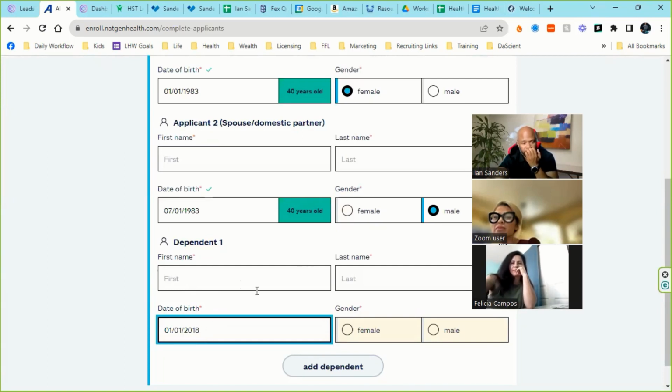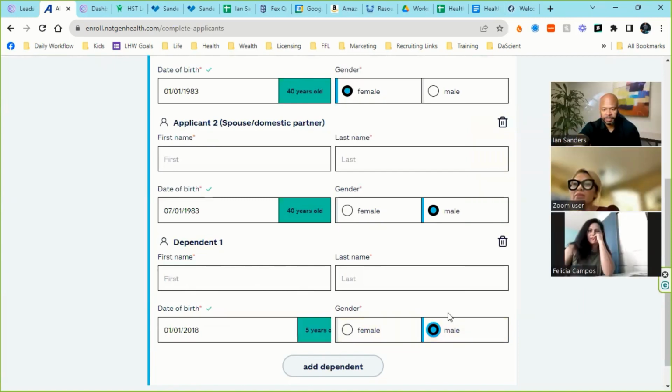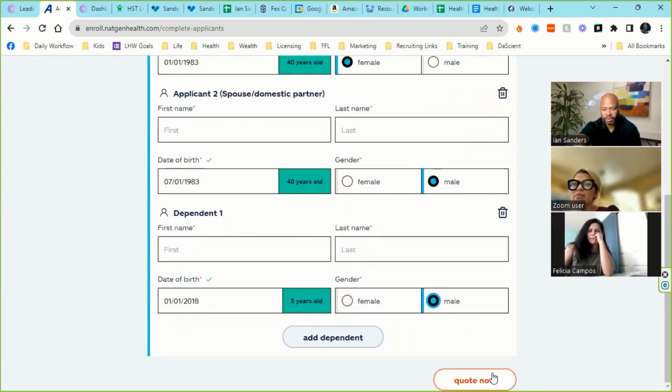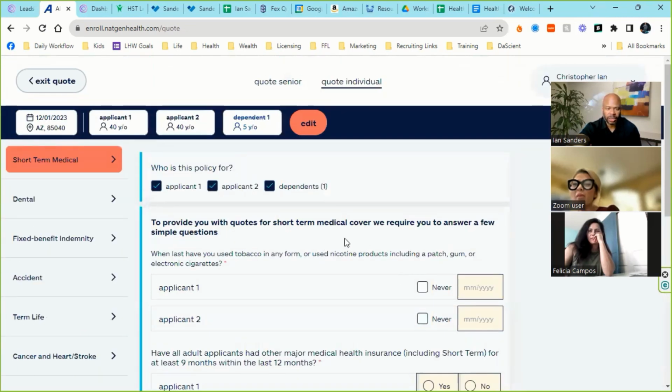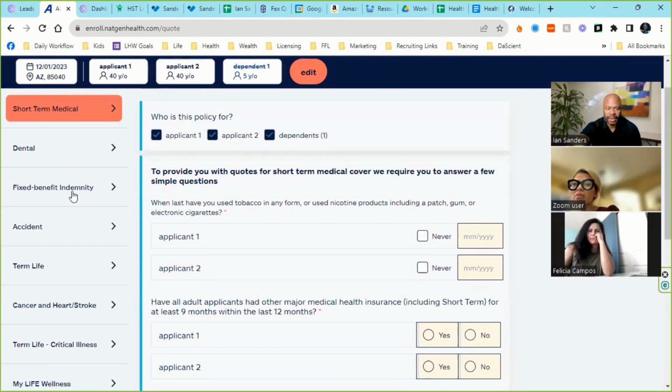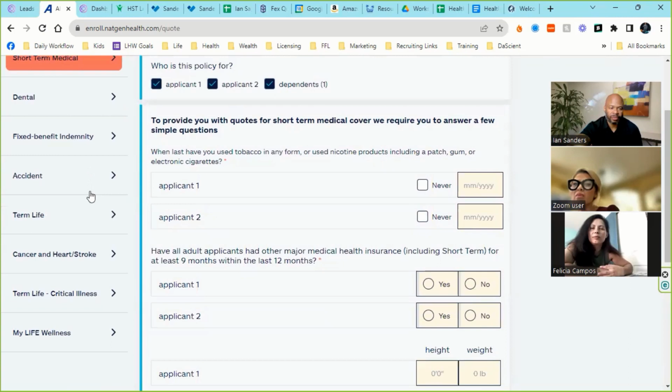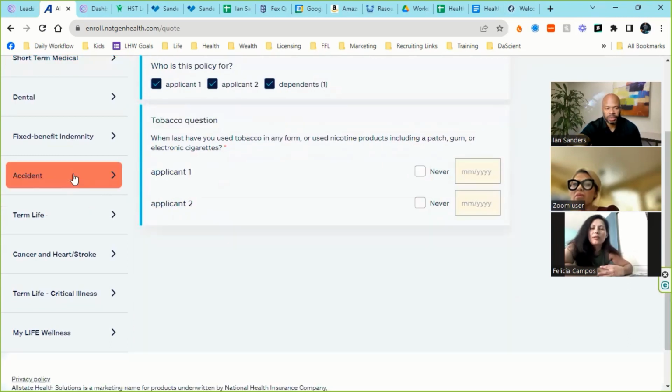All right, so now even though it says that you need to put this first name and last name in here, you don't really need to do that. It'll still allow you to quote without putting that in there. Okay, so we're not looking at short-term medical. We're not looking at dental right now. What we are going to look at are, first and foremost, I always do this first, is the accident plan.